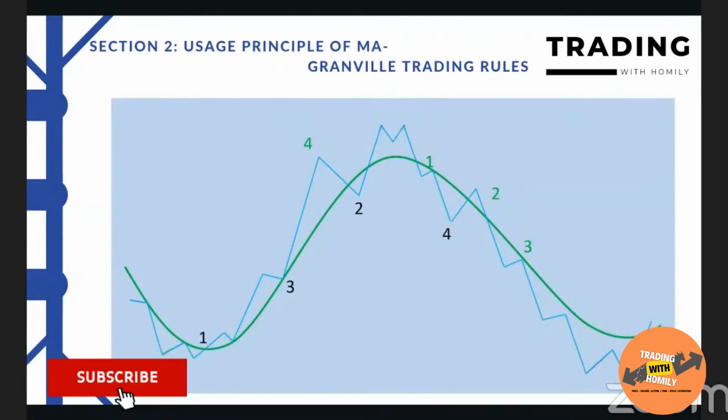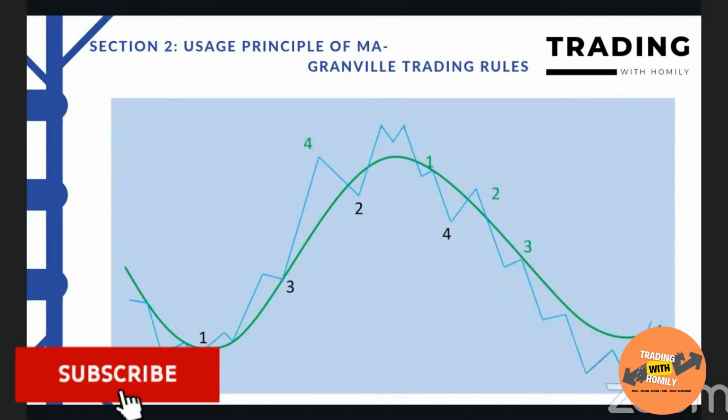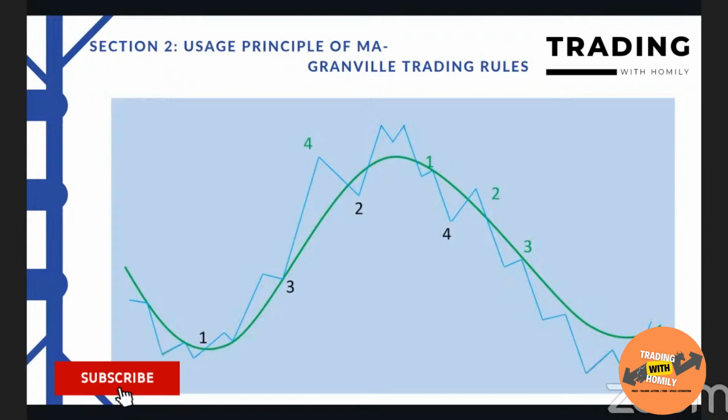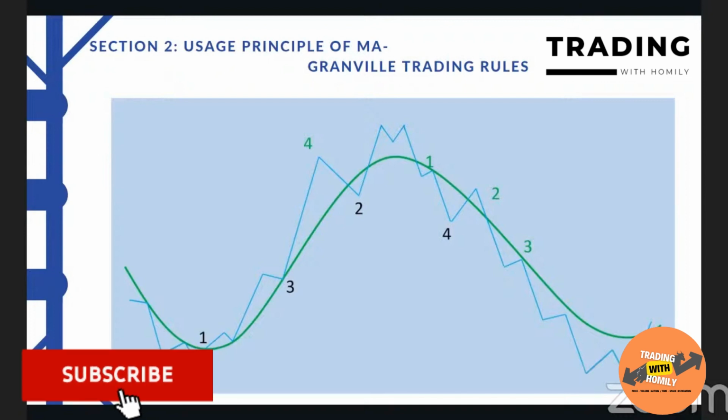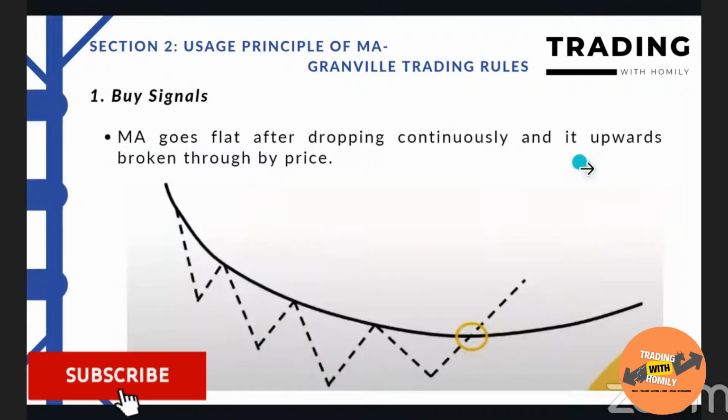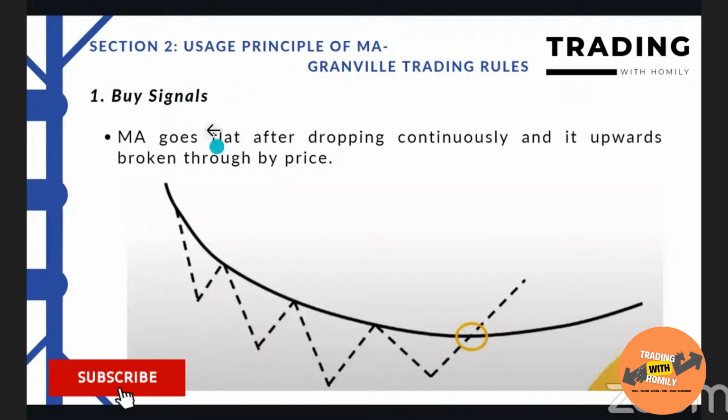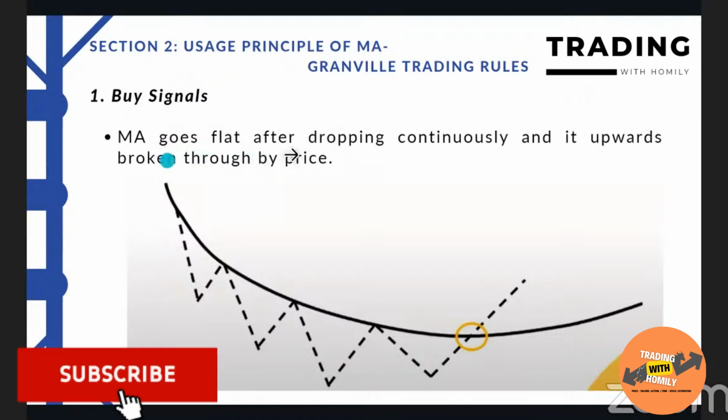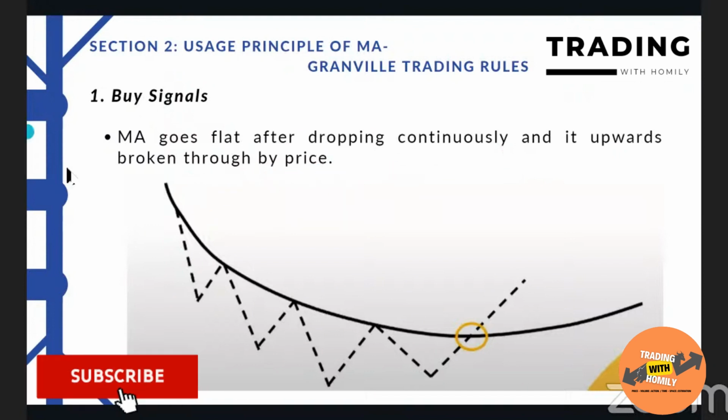So generally speaking, when the moving average is below the price and showing an uptrend, we can call it the time to buy. And the other way, when the moving average is above the price line and showing a downtrend, then maybe it's the time to sell. So let's see the Granville trading rules. Okay, we see the buy signals first. For the first buy signal, the MA goes flat after dropping continuously and is broken through upwards by price.